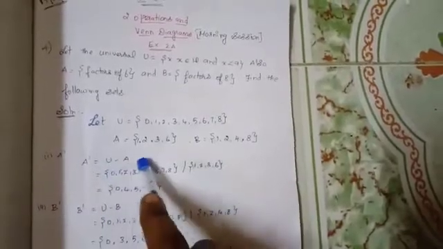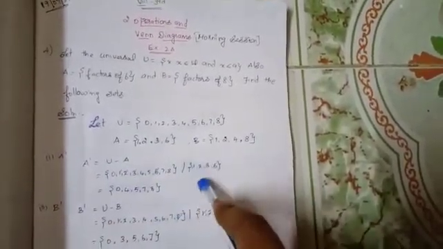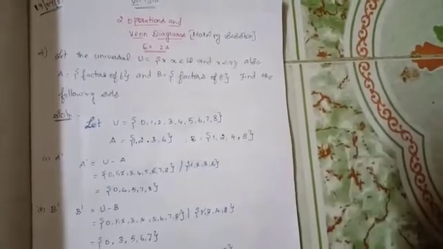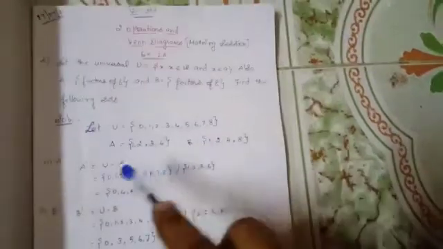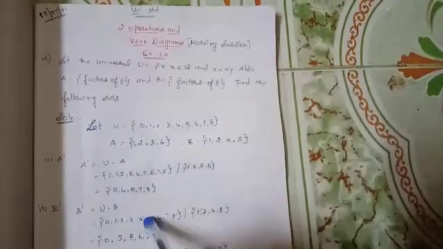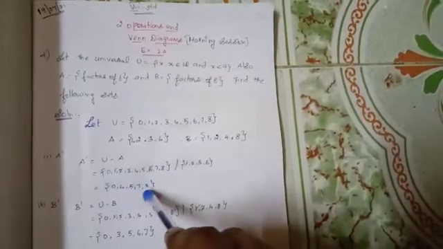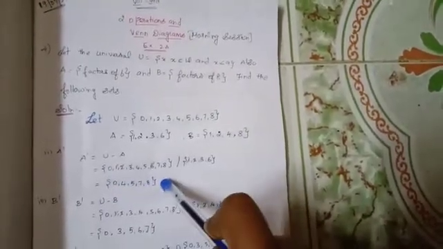The next one, first thing, A dash you will find. A dash means it's the universal set minus A. First you write the universal set, divided by A set. Common terms will be cancelled in the A dash. For the dash, the universal set will be taken, first of all the common terms will be cancelled, and the remaining first terms are the answer. The remaining ones are 0, 4, 5, 7, 8. So these are the answer for A dash.